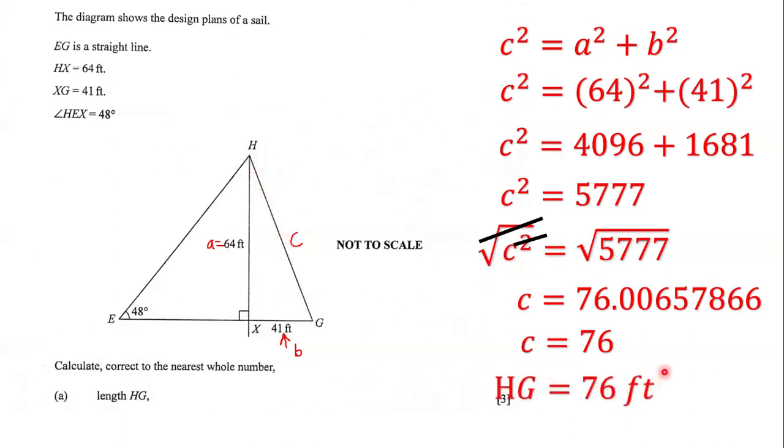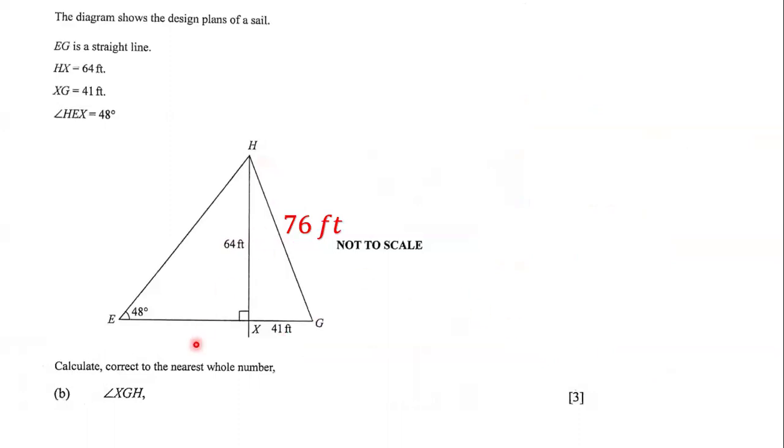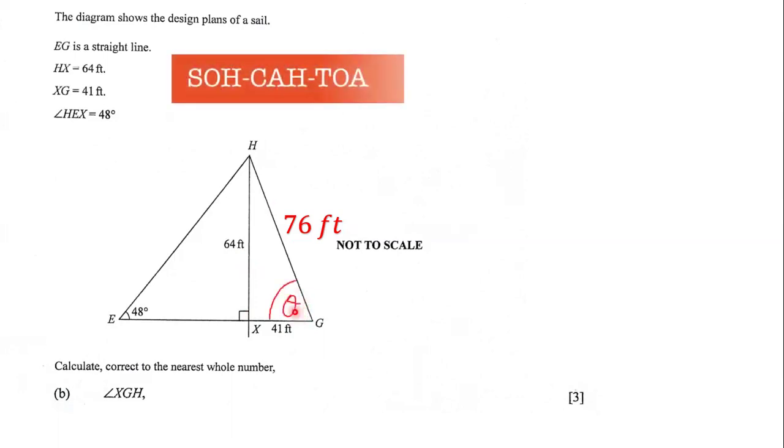HG is 76 feet. Next, we have to determine the measure of angle G. We are concentrating on the angle in the middle, which is G. So we have X, G, H. This is X, this is G, and this is H. We're looking in particular at this missing angle, angle G, which is what we're looking for. So this is theta.